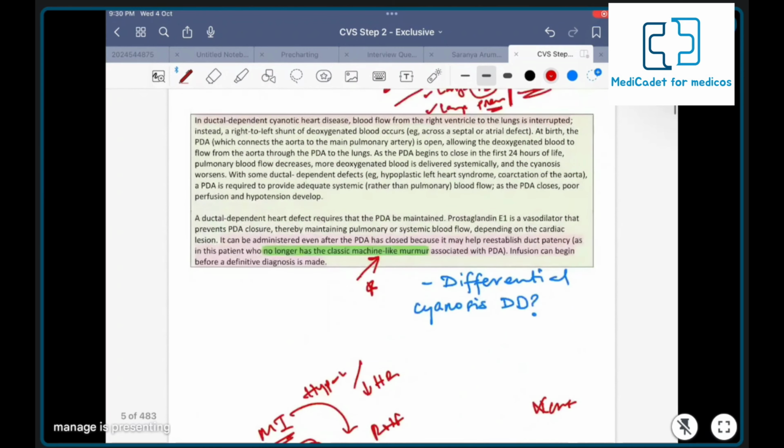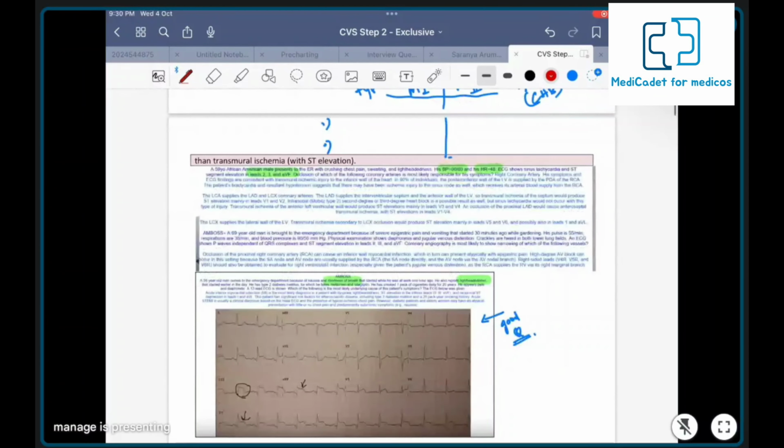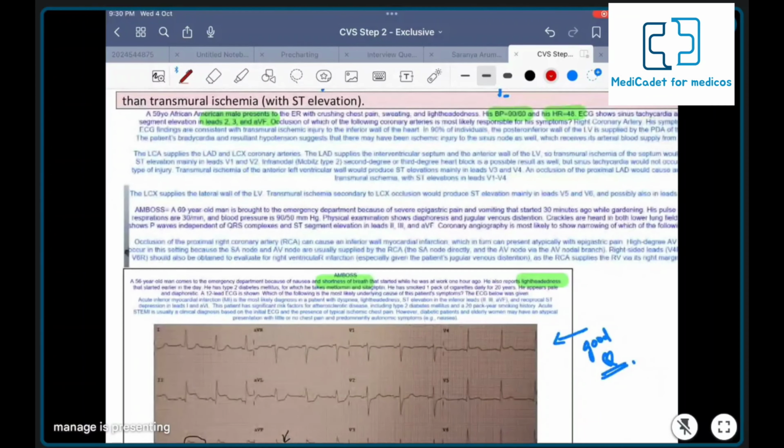Remember one more thing. I saw in one of these questions down there, where they described a right heart failure patient, an MI patient who went into right heart failure, but he presented with symptoms of shortness of breath and lightheadedness.